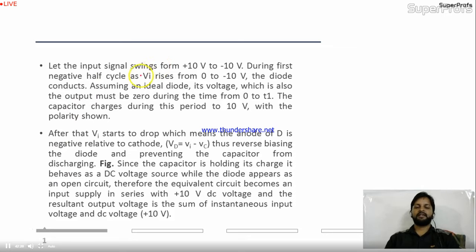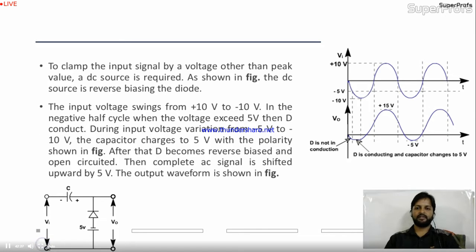So let the input signal swing from plus 10 to minus 10. I showed all about this to you already. Now come to this circuit. See, this is the circuit given over here. This circuit is a bit different from the earlier one. In this circuit, we clamp the input signal by a voltage other than the peak voltage.